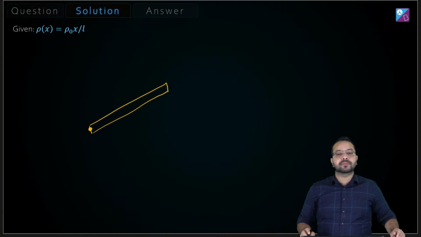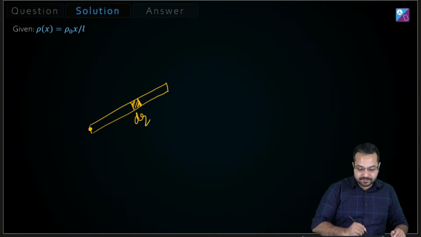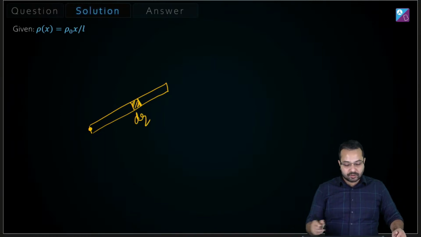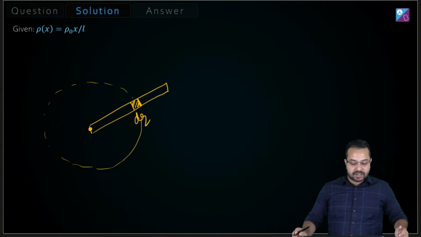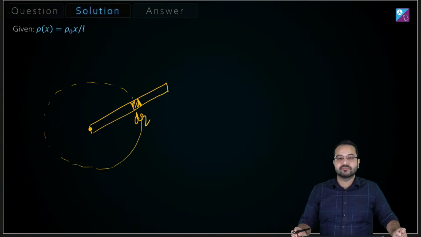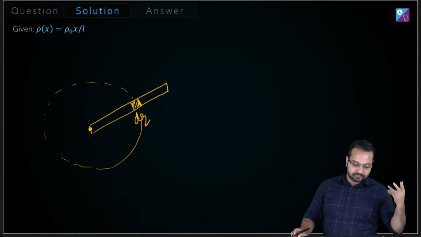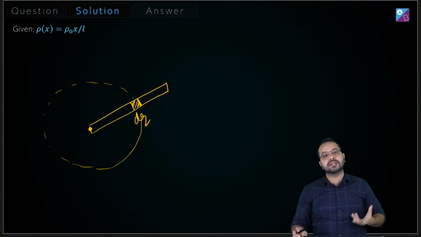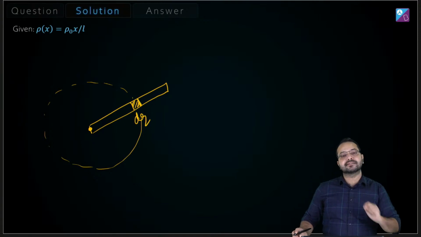The first problem can be solved by understanding that there is a charge. If you take a small part of the rod, it will have some charge. Now this charge is moving, and the movement of charge is called current. So if this charge is rotating, it means there is current flowing along this circle.